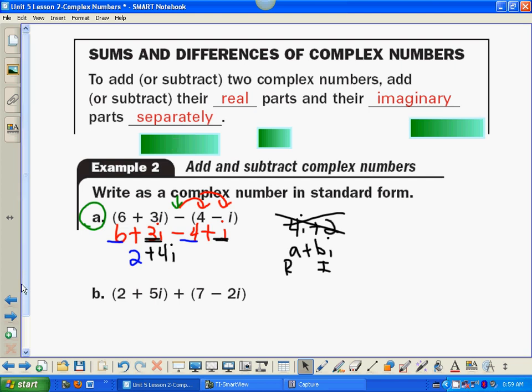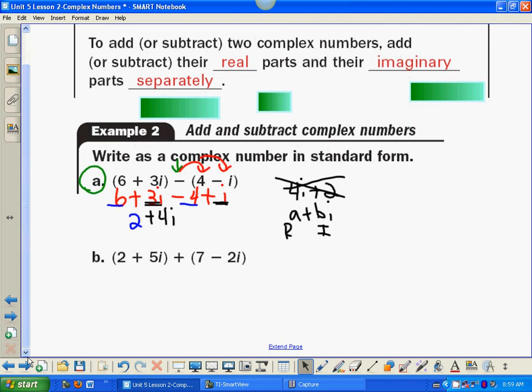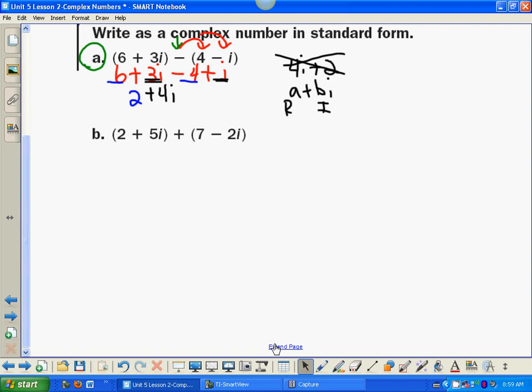When we go to B, again, this should hopefully be a pretty easy problem. Because of the plus, you don't have to worry about distributing anything. 2 plus 7 gives you 9. 5i minus 2i gives you plus a 3i, and you're done. Life is good.